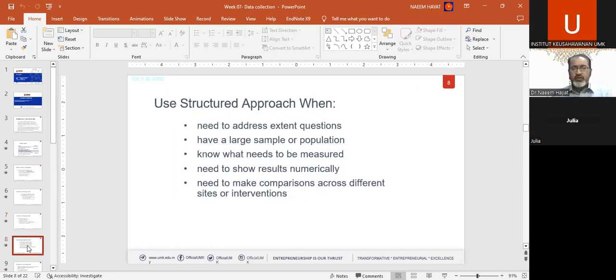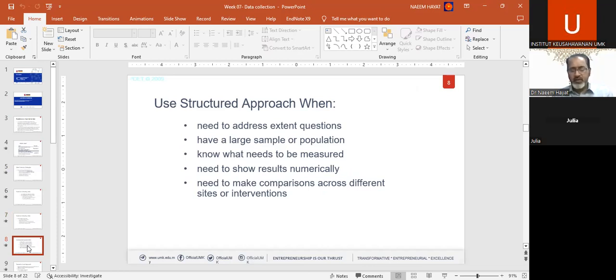Use a structured approach. There are actually approaches for data collection: structured, semi-structured, and unstructured. We use the structured approach for data collection when we need to address an exact question. It means we have a clear or defined question at hand where the variables or the understanding are at a quite appropriate level. So we go for this kind of structure.